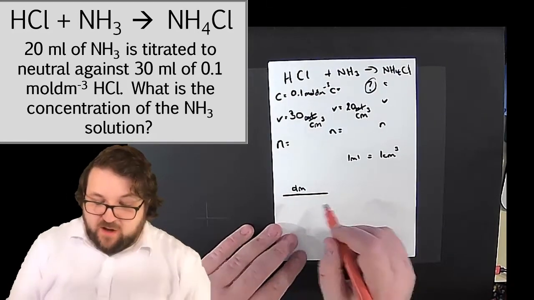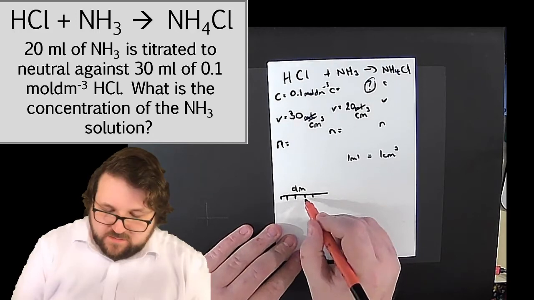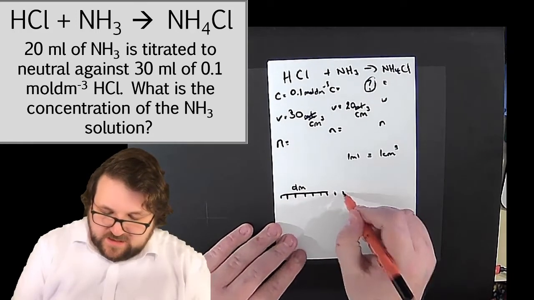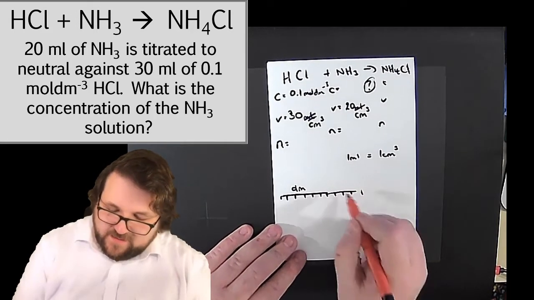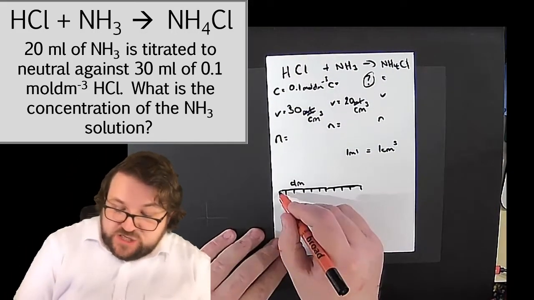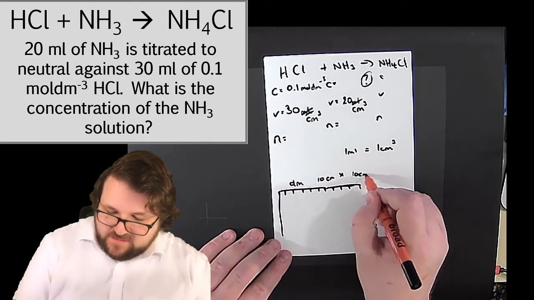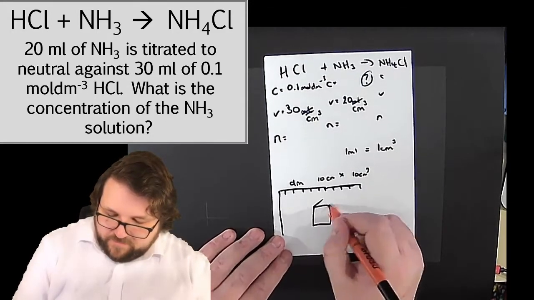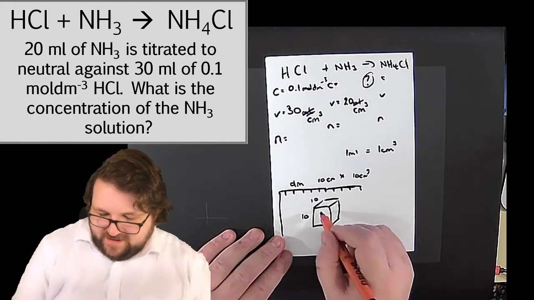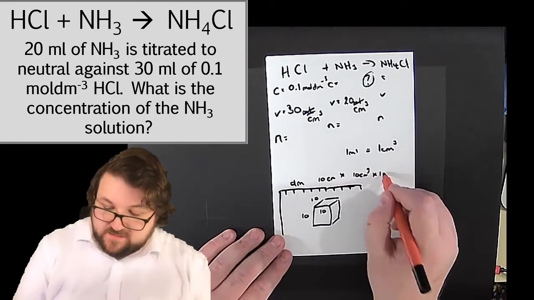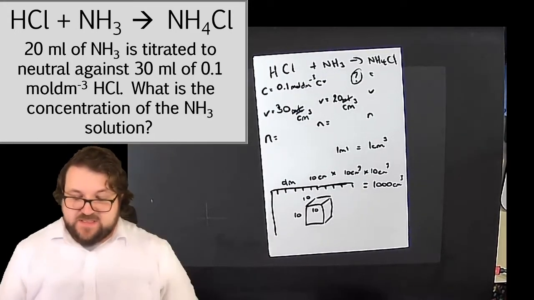So if that's a decimeter long, a decimeter is 10 centimeters. 1, 2, 3, 4, 5, 6, 7, 8, 9, 10. There we go. So a decimeter is 10 centimeters. A decimeter cubed then is going to be 10 centimeters by 10 centimeters down. So we're thinking about a cube here. And it's going to be 10 wide as well, 10 centimeters. So that is 1,000 centimeters cubed then, is a decimeter cubed.